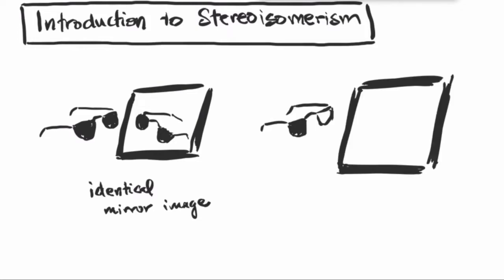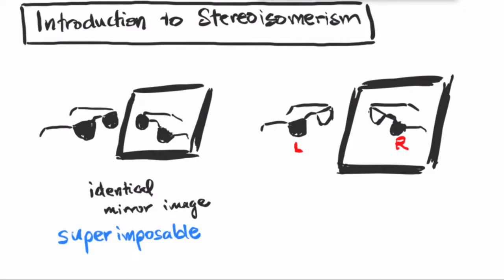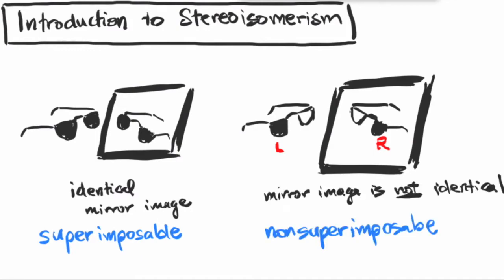So it is no longer the case, however, if we take one of the lenses out. In this case, the mirror image is no longer identical. The original object has a lens on the left side, whereas its mirror image has the lens on the right side. Let's go back to our first case. When your mirror image is identical to yourself, we call that superimposable. Again, because the object can be overlaid onto one another, one object will disappear into the other. Whereas the case on the right-hand side, with the missing lens, these two objects are non-superimposable, where the mirror image is not identical to the original object.